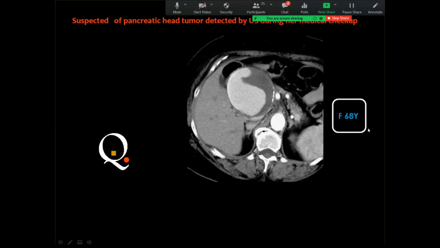Then this case is for a female patient, 68 years old, and she was suspected to have a pancreatic head tumor by ultrasound.